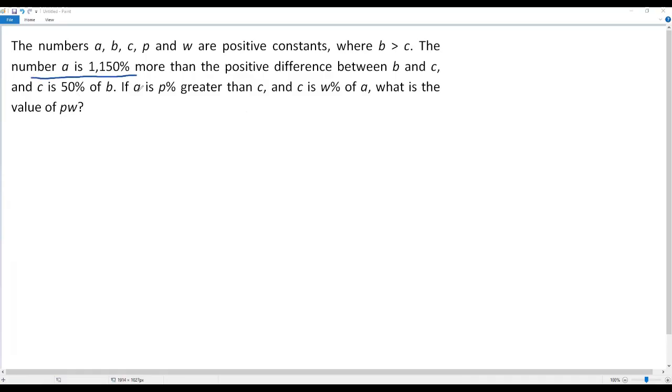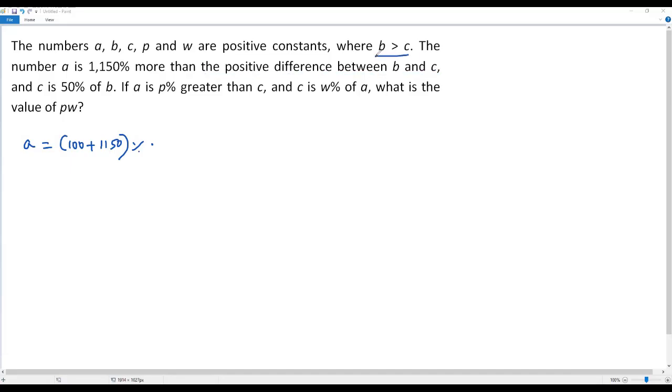That is, the number A is 1150% more than the positive difference between B and C. Okay, that is A equals 1150% more than the positive difference. Then we have to add this value to 100. That is 100 positive 1150%. Since we have the information 1150% more than, we add this value to 100% times the positive difference between B and C.